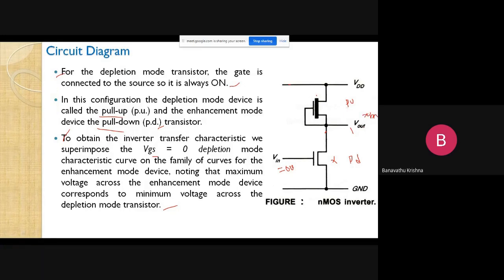So let us observe here. If you are applying 0 as the input voltage, we are getting the output as VDD, logic high. Nothing but the inverter operation.